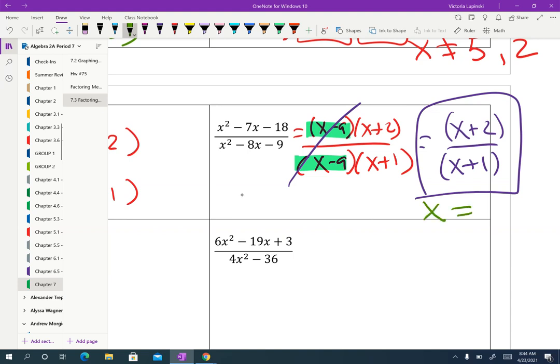What are your domain restrictions? So x cannot equal... You have to check all of your denominators. So it's always the opposite, which in this case would be positive 9 and negative 1.